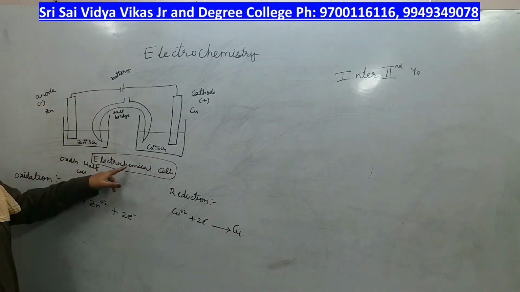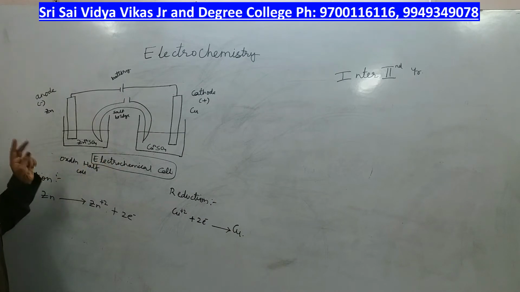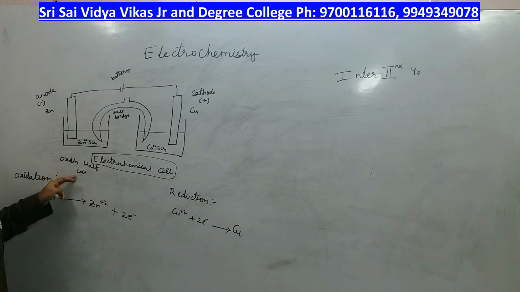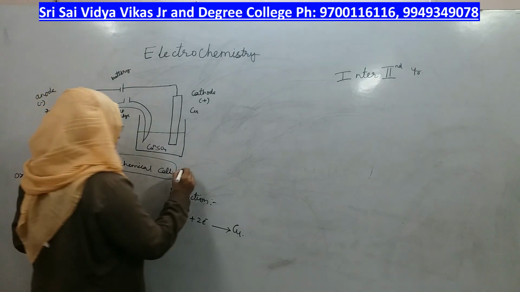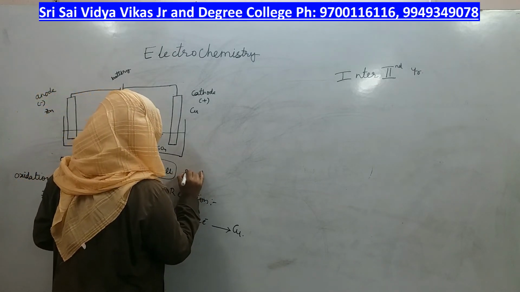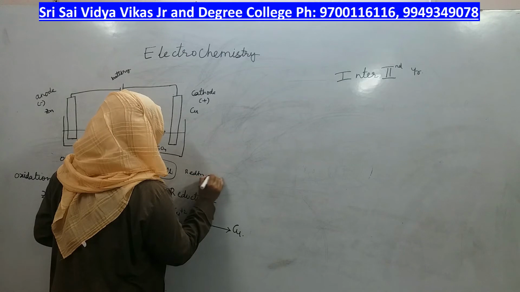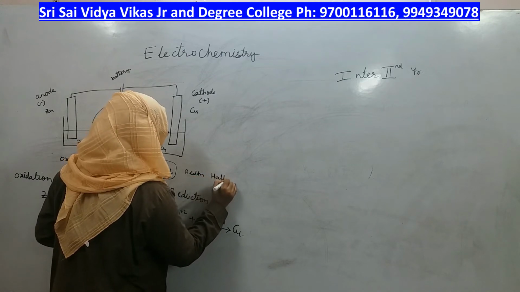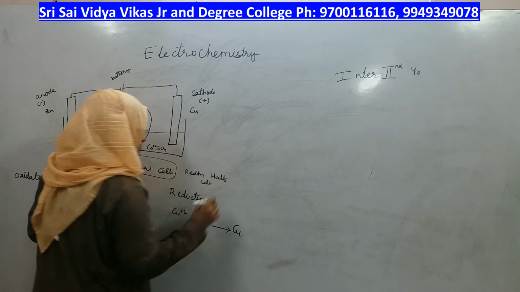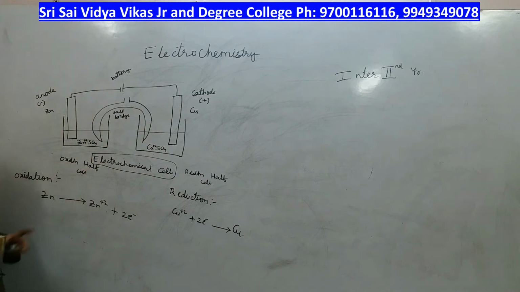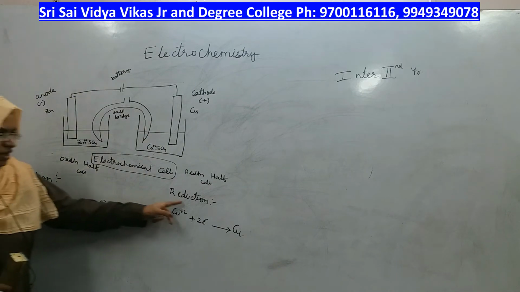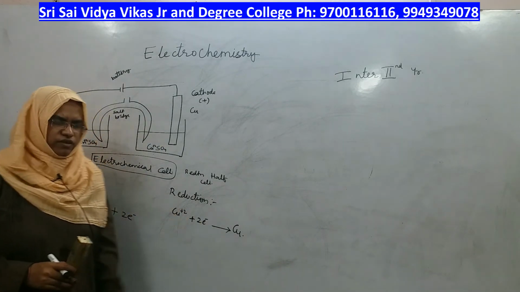In the electrochemical cell, the left hand side compartment in which oxidation reaction is taking place is called the oxidation half cell, and the right hand side compartment in which reduction reaction is taking place is called the reduction half cell. Don't forget, oxidation means loss of electrons, reduction means gain of electrons.